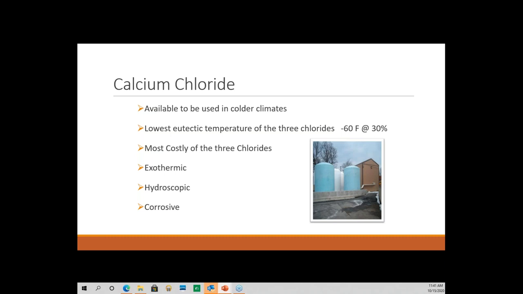It's the most costly of the three chlorides. It's also one of the more corrosive of the three chlorides. It's exothermic, it's hygroscopic, meaning that it collects water, and it's corrosive. All three of the chlorides are corrosive to differing degrees, and that information is in the Winter Roads technical report of 060323 that you have in your PDF list.